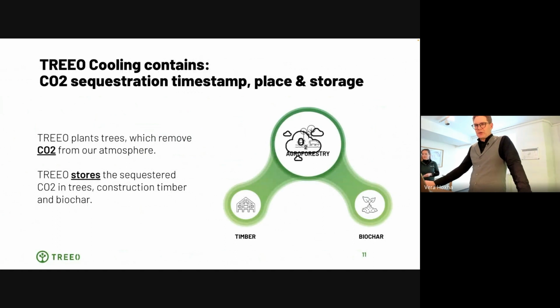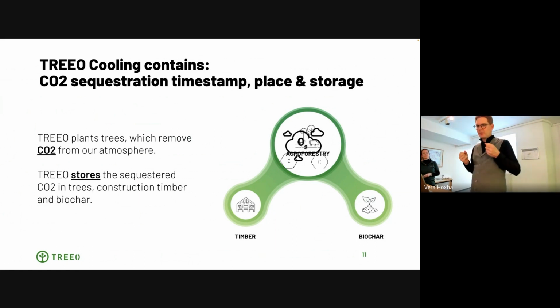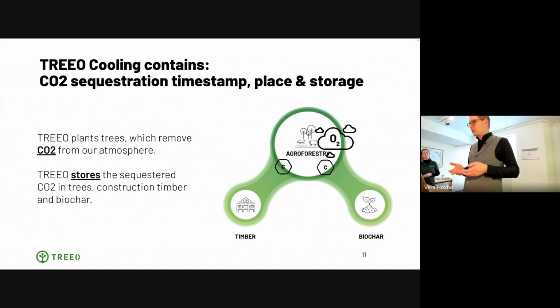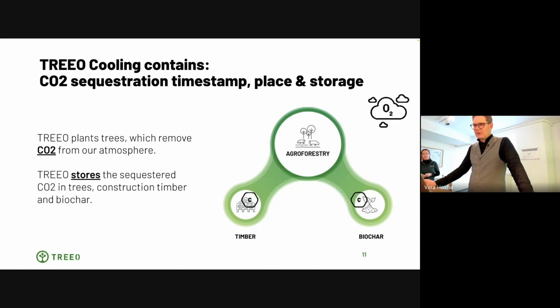So how does this sequestration of CO2 work? A forest and the trees capture CO2 from the atmosphere and store it in their biomass, and in long-term storage, because we all know trees and forests are not permanent. We're looking to put them into a storage called timber, timber construction. So a lot of the wood can be stored for 50 or 100 years or even longer. And the residuals can be stored as biochar.